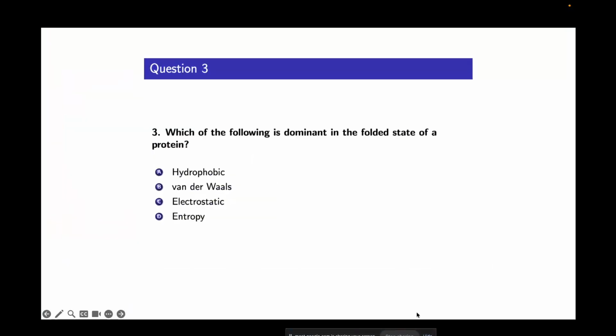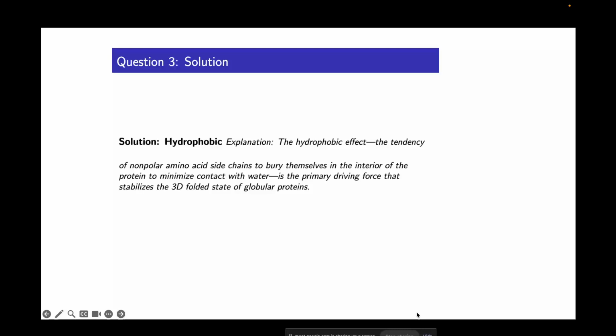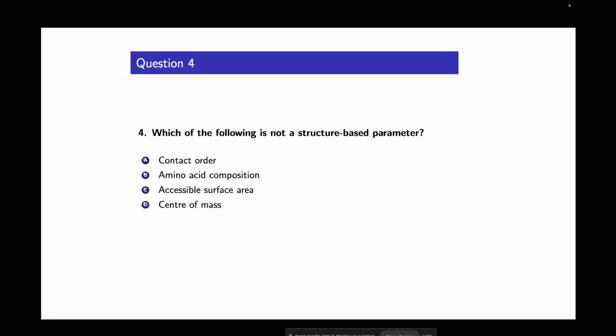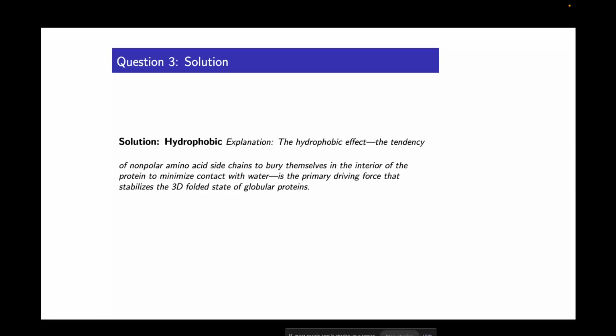Excuse me. Yeah, the answer to this is the hydrophobic force, right? It is the most dominant parameter for protein folding.